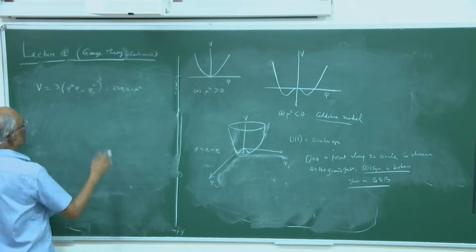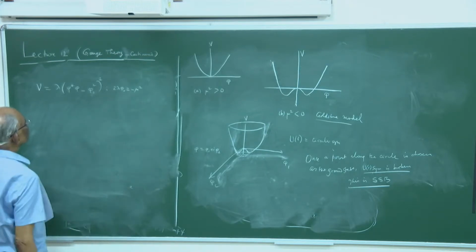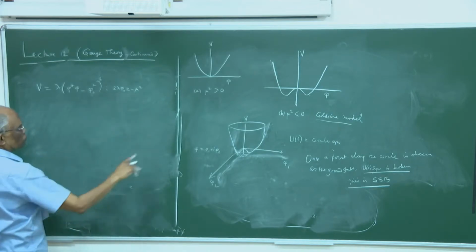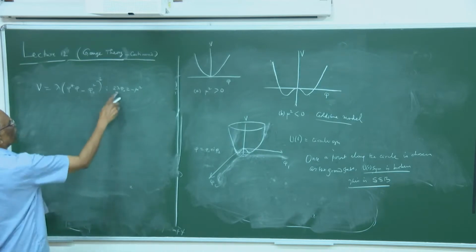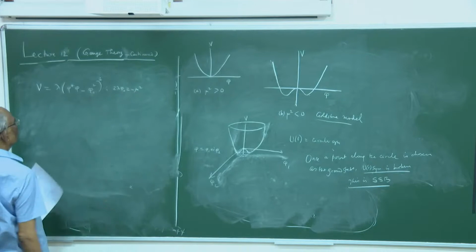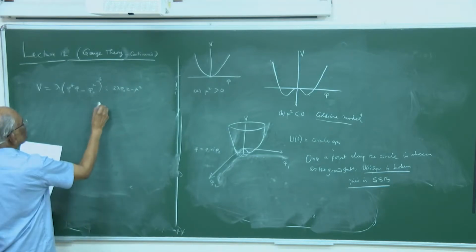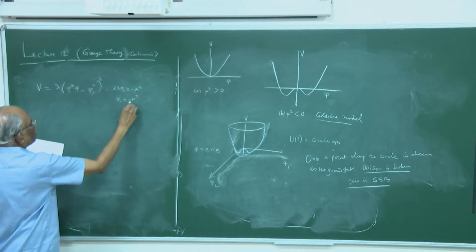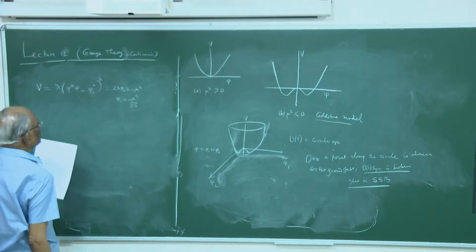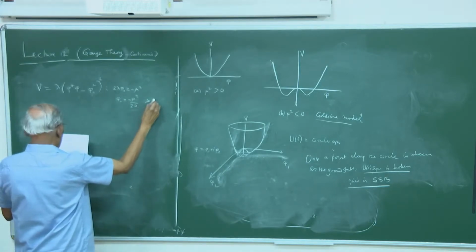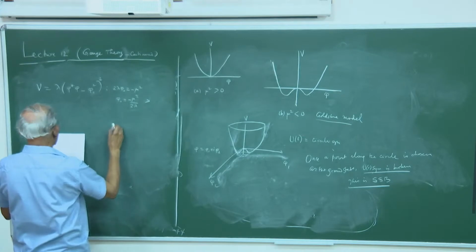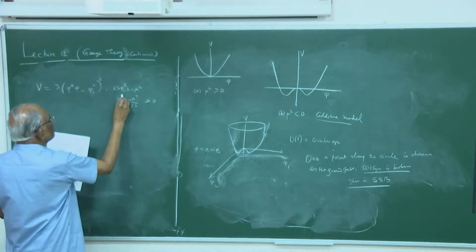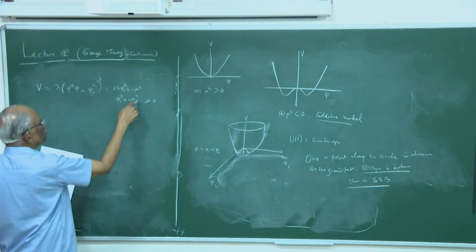So instead of using lambda, you can use this phi 0. There are only two constants, mu squared and lambda. So phi 0 can be given in terms of this. So the radius of that minimum potential is given in terms of mu squared and lambda. Phi 0 squared is minus mu squared over 2 lambda. Lambda is positive, mu squared is negative. So remember, phi 0 is positive. It has to be positive, and it is positive because mu squared is negative.